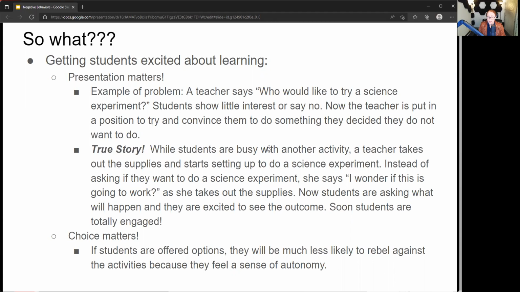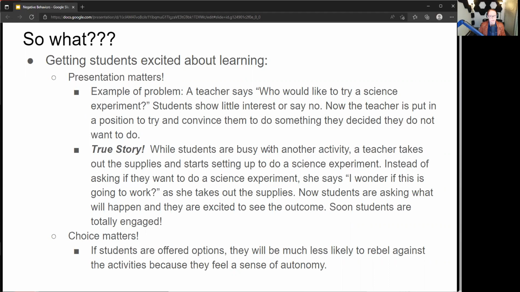And so if you get that negative response, now what? Now you're put in a position to have to try and sell the idea, and you have to become the salesman. And that's not really what you intended to do, right? So you don't want to put yourself in that position for kids to reject you and your idea before you even start. So I would suggest, don't even ask that question. Just give them a little taste of how cool the science could be in the first place.